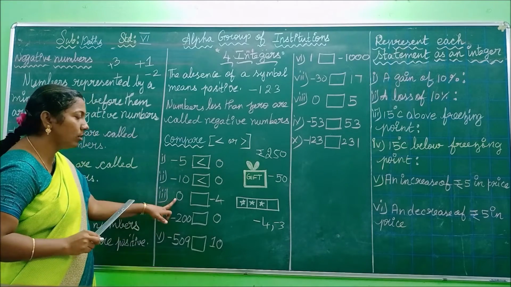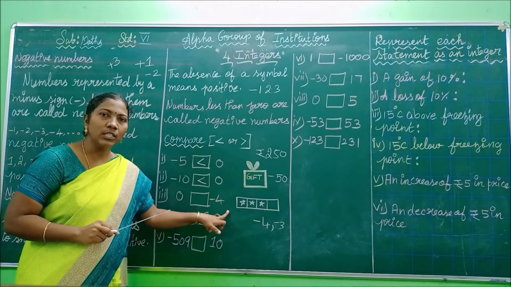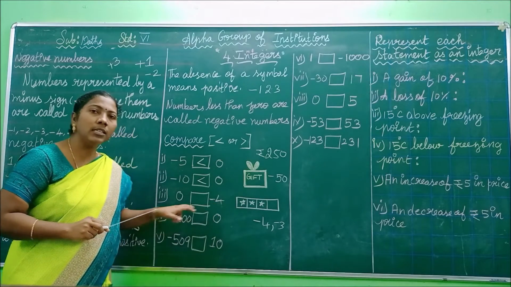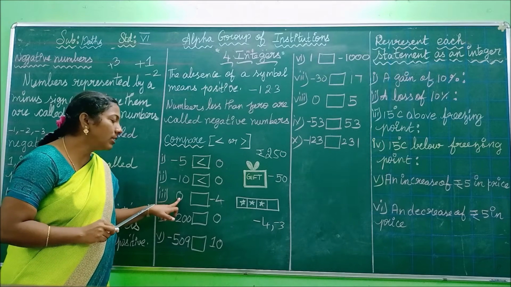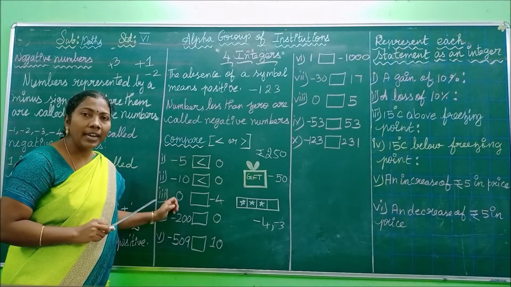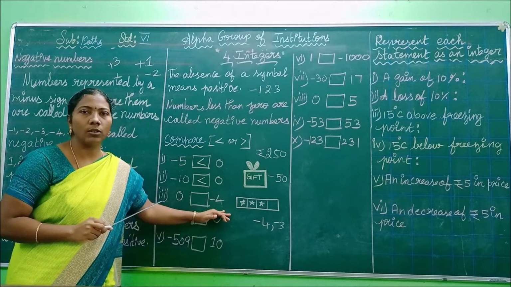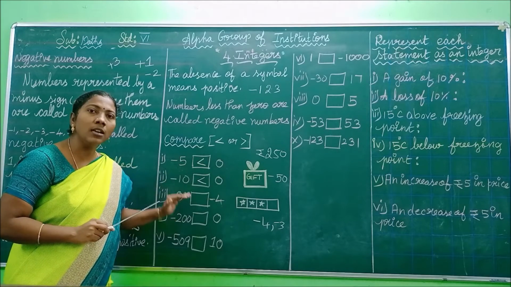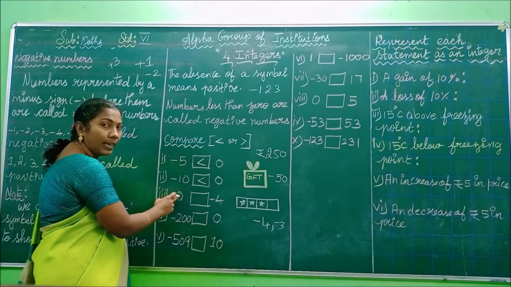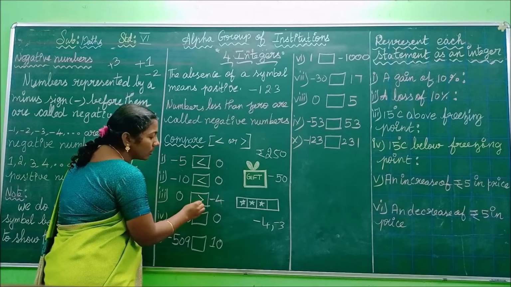See here, here we have the 0. Here we have minus 4. This is a negative number. This is a 0. So as I always told, 0 is greater than negative numbers. Negative numbers are always less than 0. So 0 is the greater number. So you have to put the greater symbol here.